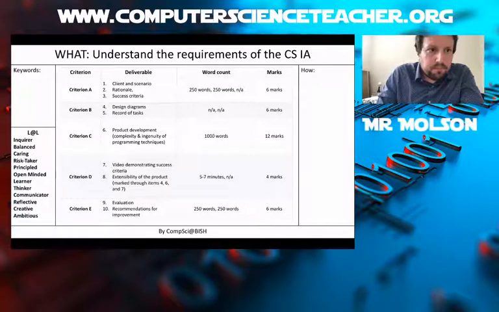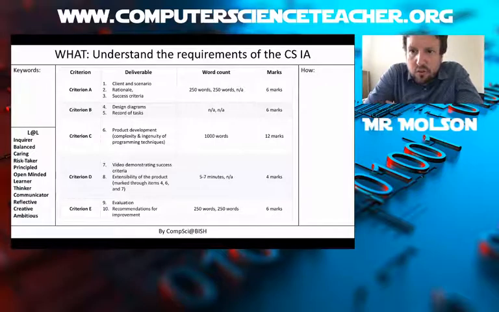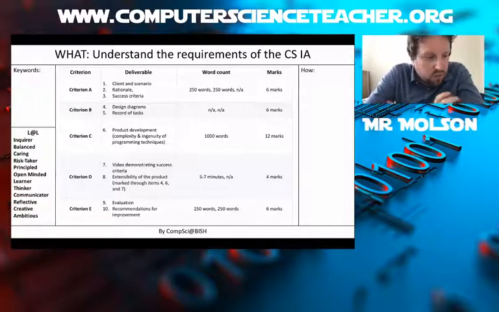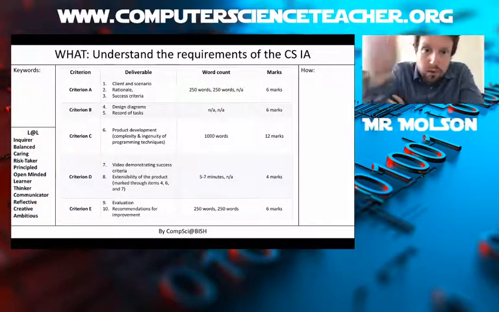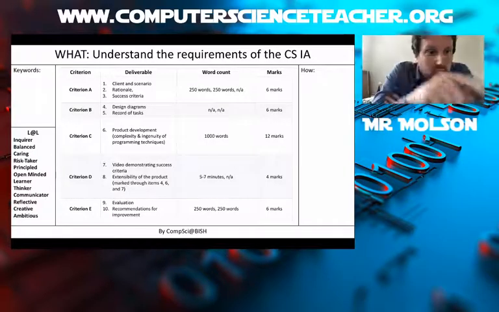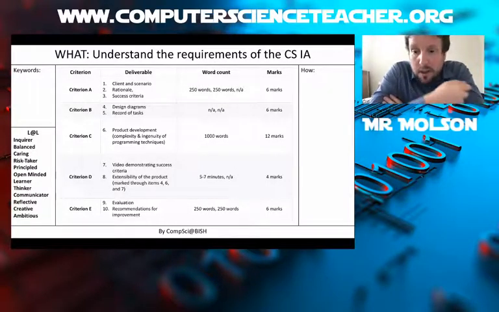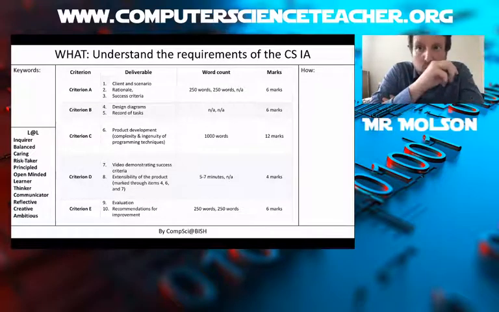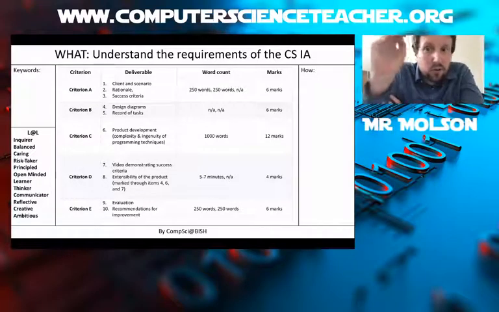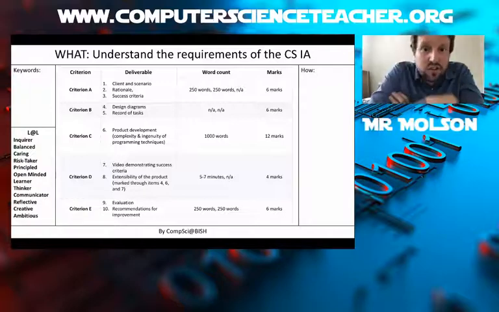So if we just have a look at this slide, this basically just takes you through the different parts of your internal assessment. So again, this is really important to understand. When I mark this, there is no need for me to look at your actual product if I don't want to. You're going to create a video, which you can see is criterion D, which I will mark, but there is no actual thing in the mark scheme that says I have to look at your product. So the documentation is the important part of this project.